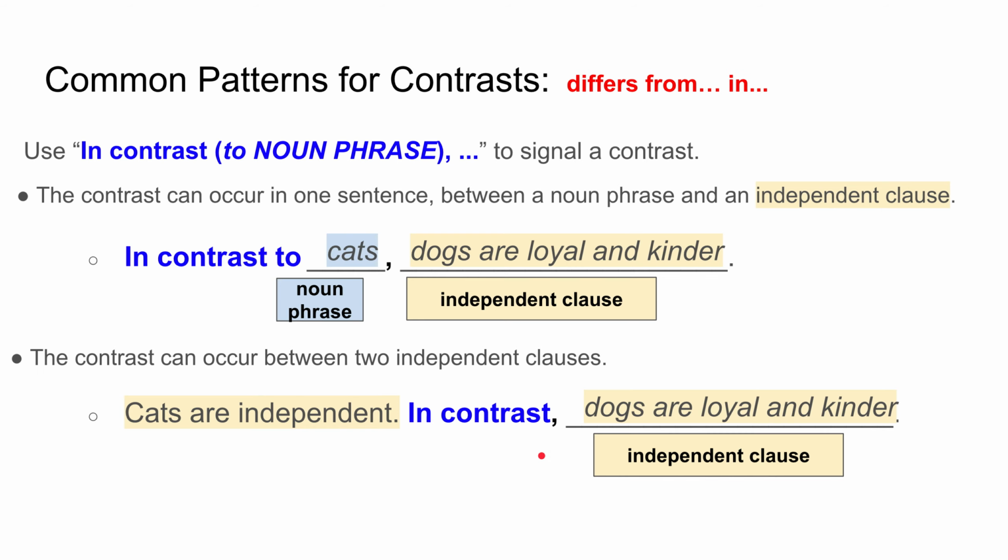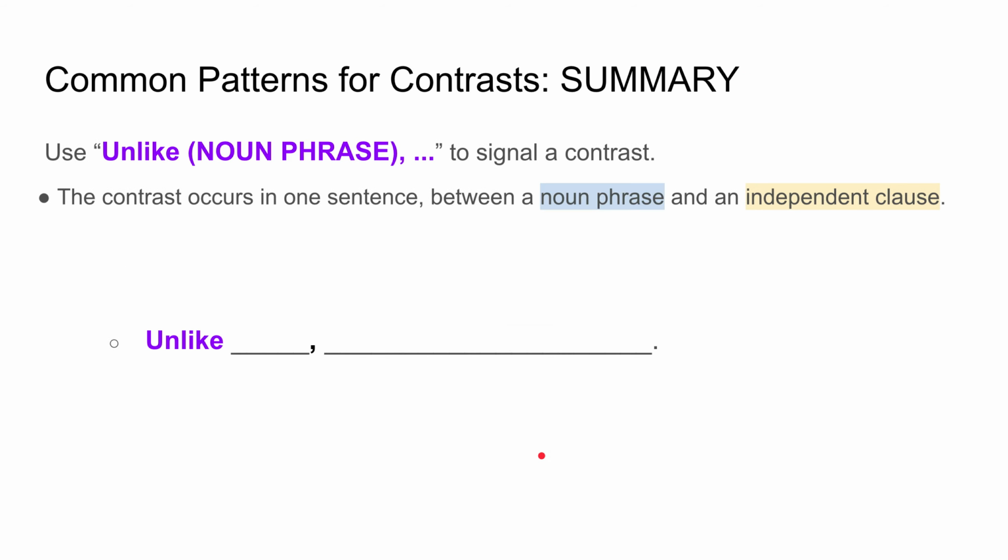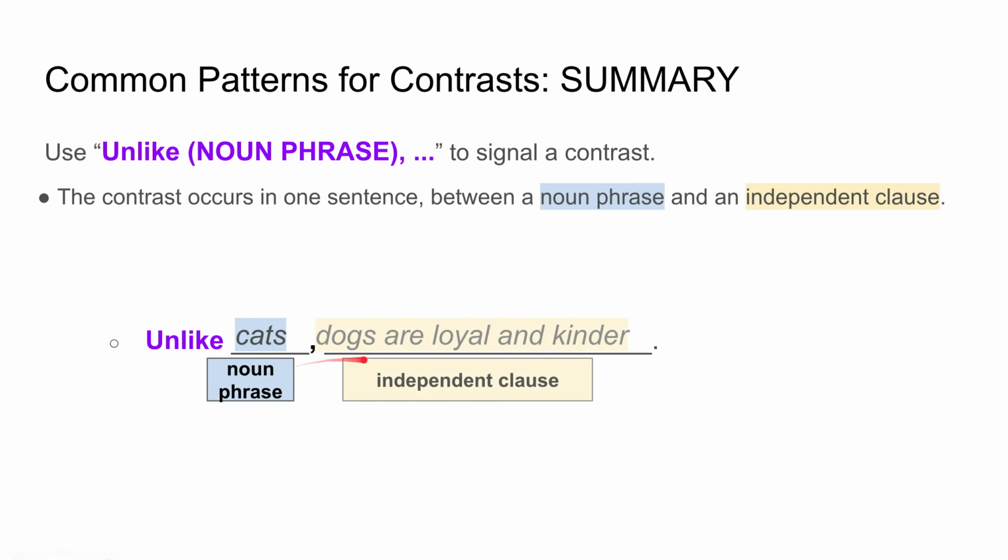Okay, moving forward now. Lastly, I can also use unlike and then with the noun phrase to signal a contrast. Here, the contrast strictly only occurs in one sentence between a noun phrase and an independent clause. So, for example, unlike cats, a noun phrase, dogs are loyal and kinder, the independent clause.